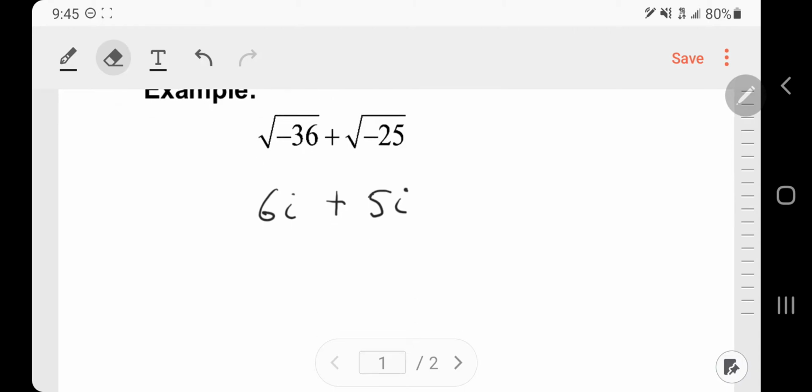All right, so we have 6i plus 5i. Again, you're just adding the coefficients here, just like you would if it were like a polynomial or two monomials. Okay, 6 plus 5 gives me 11. And again, treating i as if it were a variable, 11i would be my final answer.